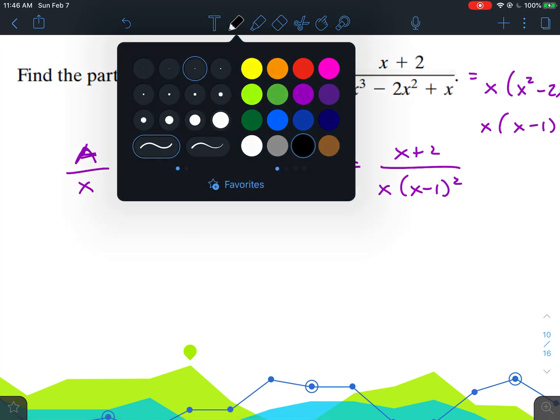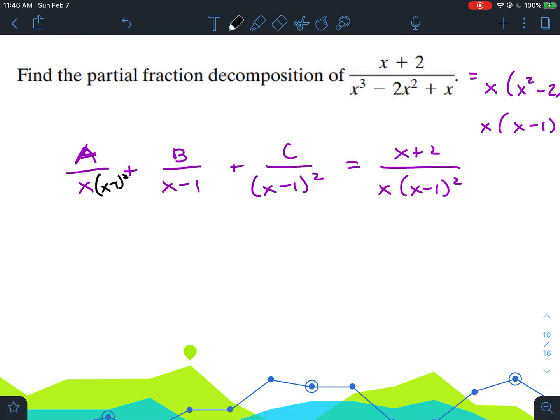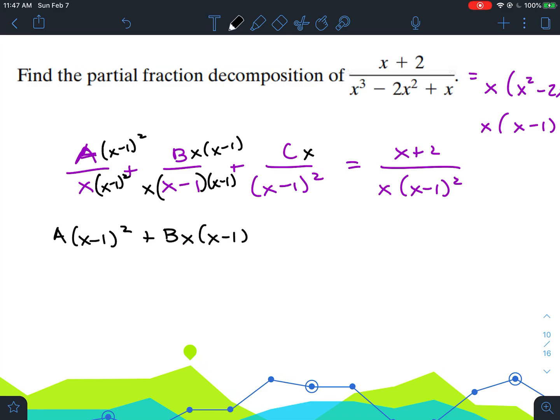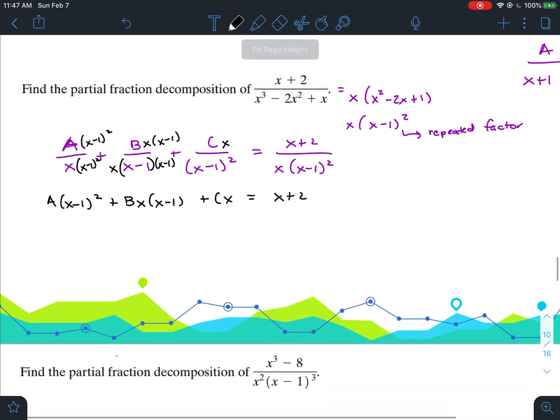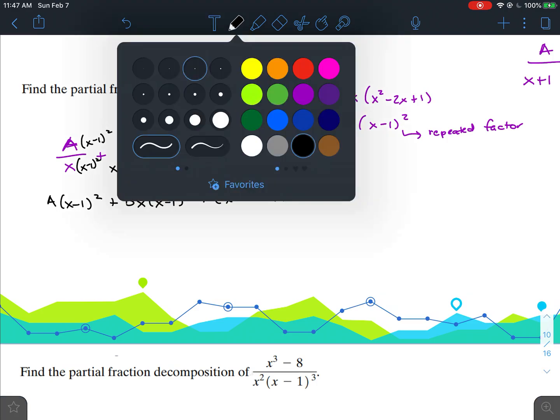Let's get a common denominator. So the A term is missing the x minus 1 squared. The B term is missing an x minus 1 and an x. And then the C term is missing an x. So I have A times x minus 1 squared plus B x times x minus 1 plus Cx is going to equal x plus 2. So if there is a repeated factor, and notice x minus 1 was repeated, we need a B over x minus 1 and a C over x minus 1 squared.